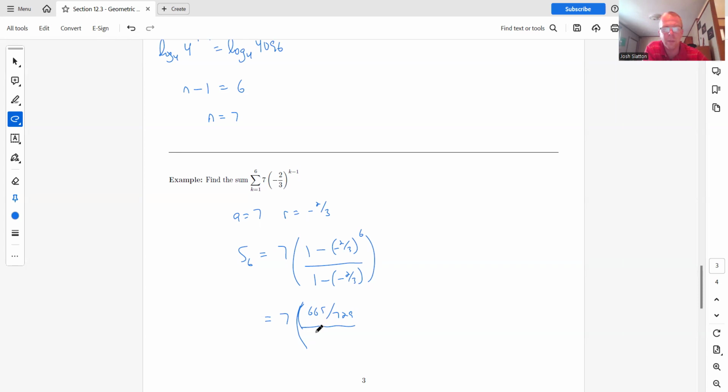I could probably do that in my head, but I don't want to make a simple mistake here. And then we'll just put this all in the calculator. So 665 divided by 729, and then divided by 5/3, and then times 7, and convert it back to a fraction, and we get 931 over 243. And that is our partial sum. So that one might be a little bit easier. It's more calculator intense, but we don't have to figure out how many terms we have like we did up here.